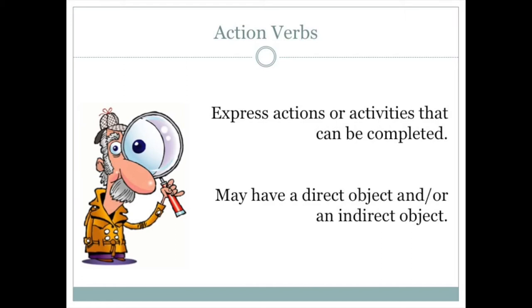Here are some new terms that we are going to learn in relationship to action verbs, however. These 2 new terms are direct object and indirect object. In a sentence, an action verb may have a direct object, though it doesn't always. And sometimes an action verb will also have an indirect object. We will practice finding the action verbs, direct objects, and indirect objects in the next couple of minutes.